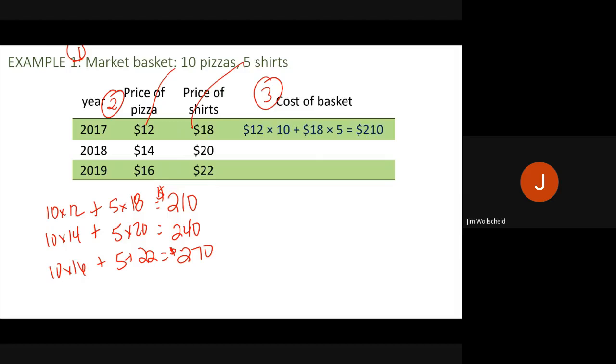So here are the answers. Hopefully you got the same thing I did. And as I said, part 3 will sometimes be your responsibility. So here's how you would find the cost of the basket. Not difficult. It's kind of how you find what costs you when you check out at Walmart.